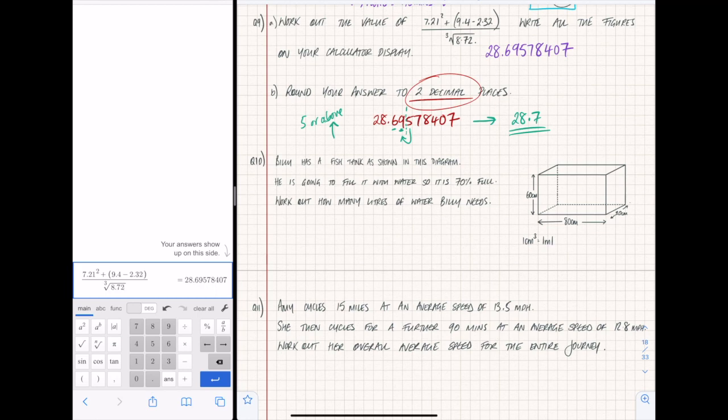Just make sure if it says decimal places, it's the places after that decimal. Remember, 5, 6, 7, 8 or 9, it rounds the number up. If it's 0, 1, 2, 3 or 4, it will keep the previous number the same.